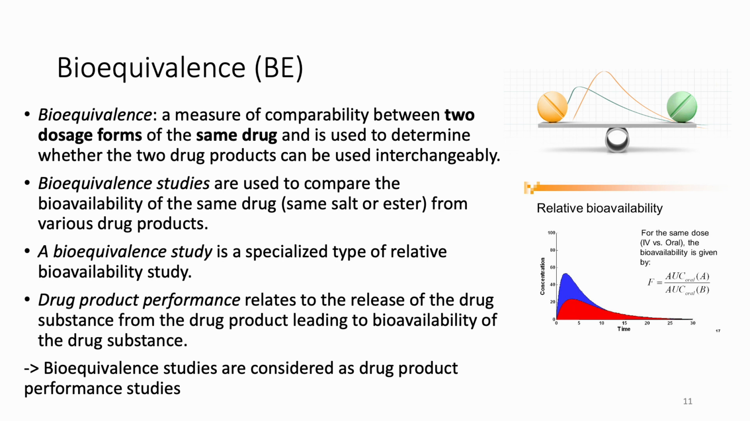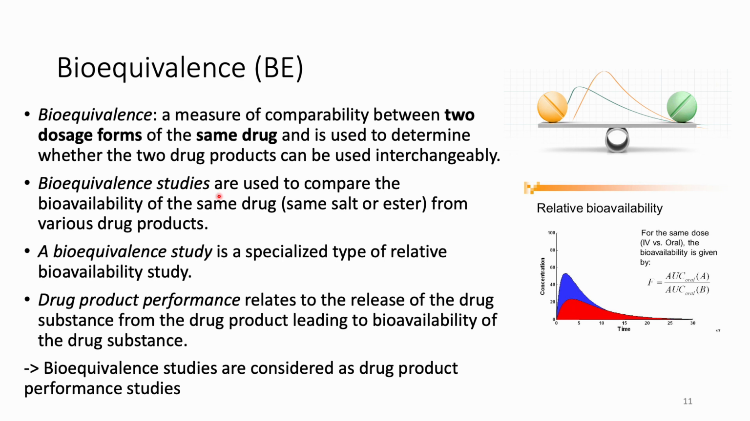Bioequivalence is different from bioavailability. Make sure that you distinguish both of them. Bioequivalence is a measure of comparability between two dosage forms of the same drug and is used to determine whether the two drug products can be used interchangeably. Remember, you should do the bioequivalence for the same drug but in different dosage forms. For example, you do the bioequivalence of two ibuprofen products, but one in tablet dosage form and another in capsule dosage form.